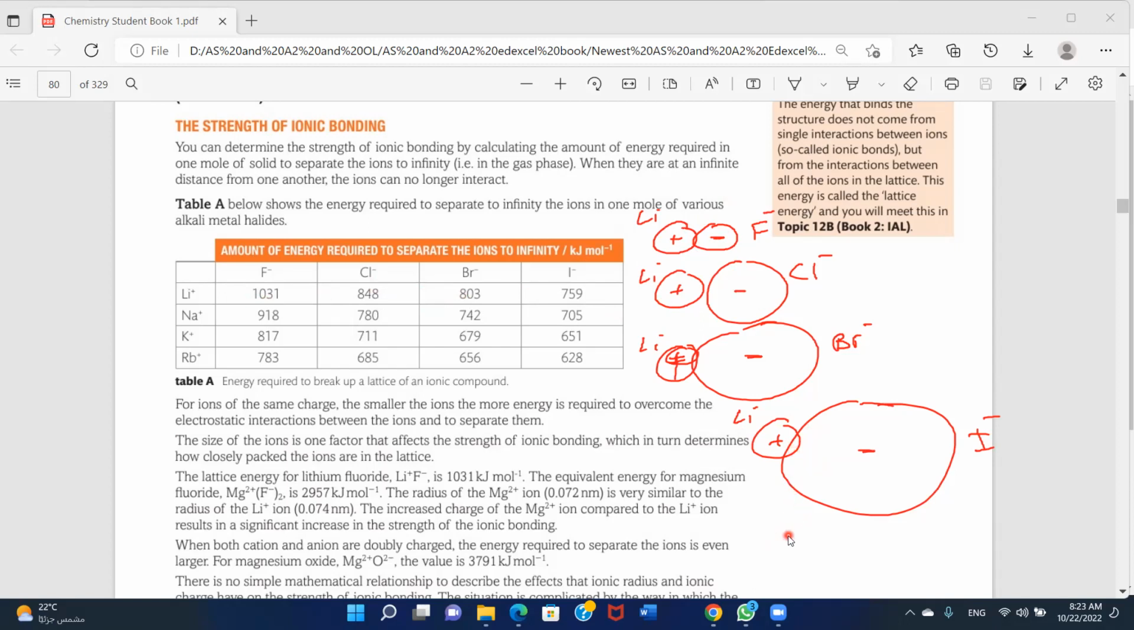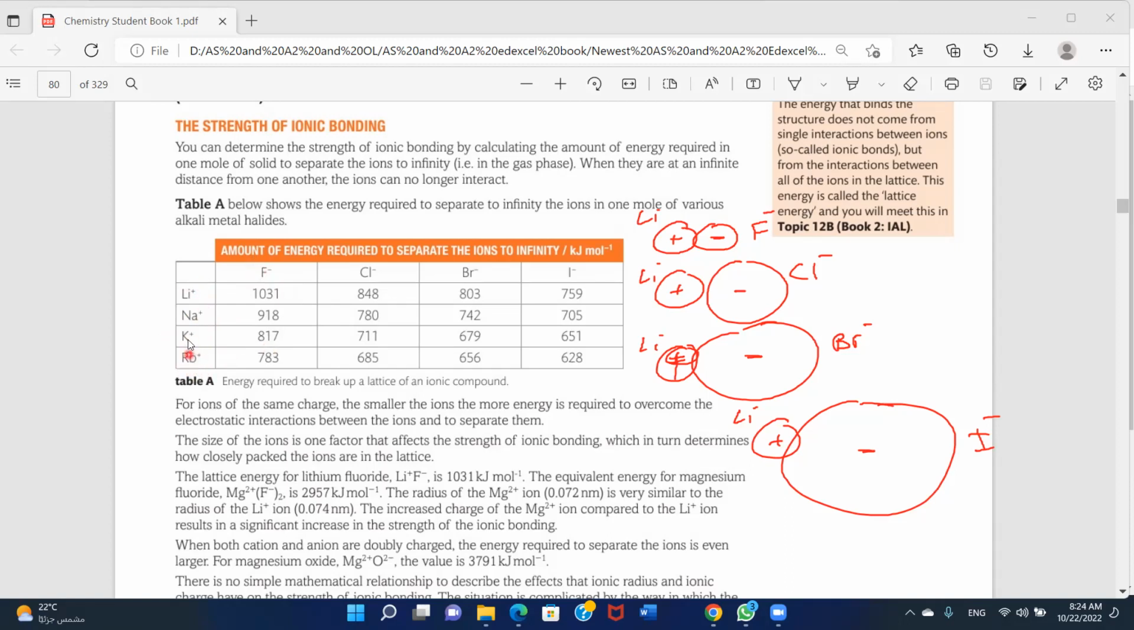And the same if we take group 1, lithium, sodium, potassium, rubidium ions together with fluoride. We are now going to let fluoride be constant for all, but we differ in the positive ion. We will find the same trend. Lithium fluoride needs the most energy to be broken, followed by sodium fluoride, which has a bigger radius than the lithium ion. Potassium ion has a bigger radius than sodium ion, so it requires less energy to be broken.